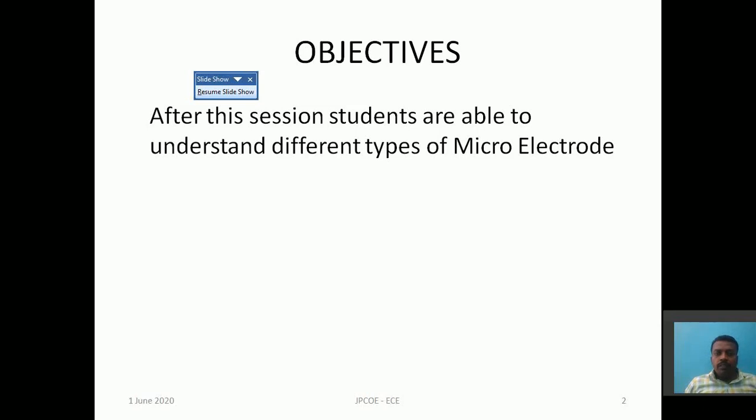Okay, so up to the last session, we studied the surface electrode and needle electrodes. So this is another type, that is a microelectrode. When compared to the other two electrodes, these electrodes are very small in size. So we are going to study the microelectrode and its types.